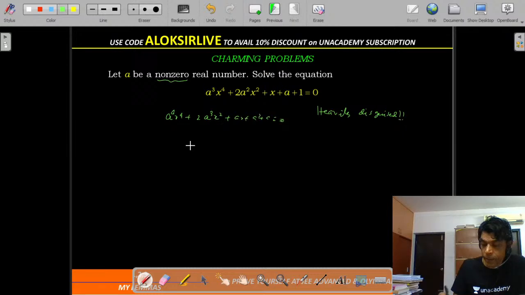Assume a is not 0. If a is 0, then of course it cannot happen, right? x is minus 1. Now think of ax to the 4 plus 2 times a times ax squared plus ax plus a squared plus a.